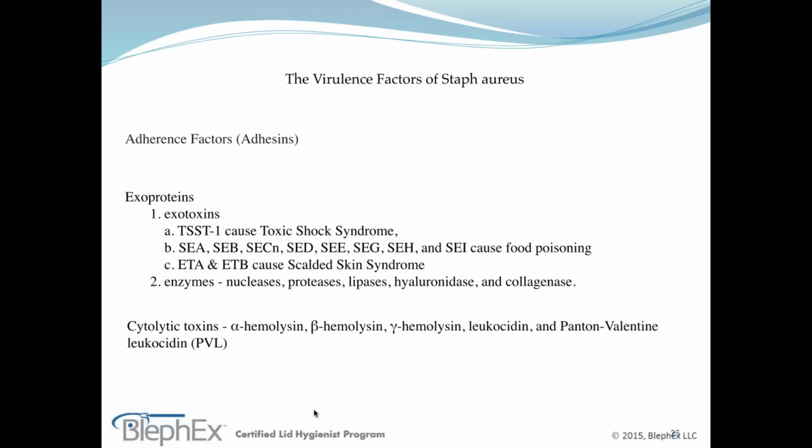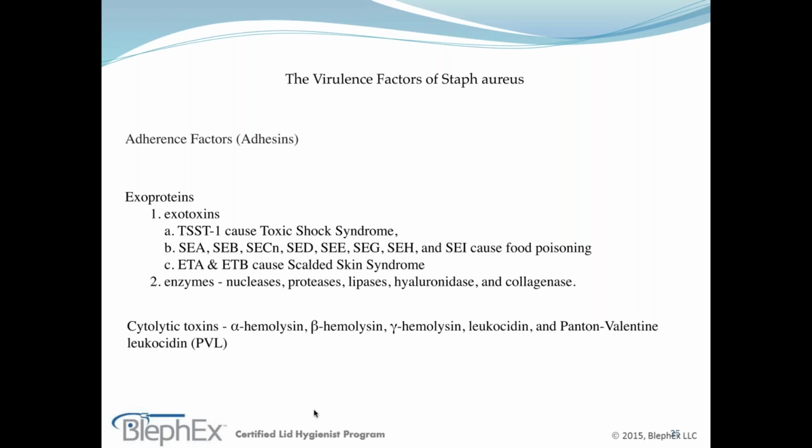Now let's get to the bad guy, the virulence factors of Staph aureus. So what Staph aureus creates are adherence factors or adhesins, which is like a biological superglue which latches this biofilm down onto your lid margin. Okay, that's why if you were to just simply use lid scrubs, if they were effective, you wouldn't be able to just get it off because it's an industrial superglue. It's the real deal. And that biofilm isn't going anywhere.